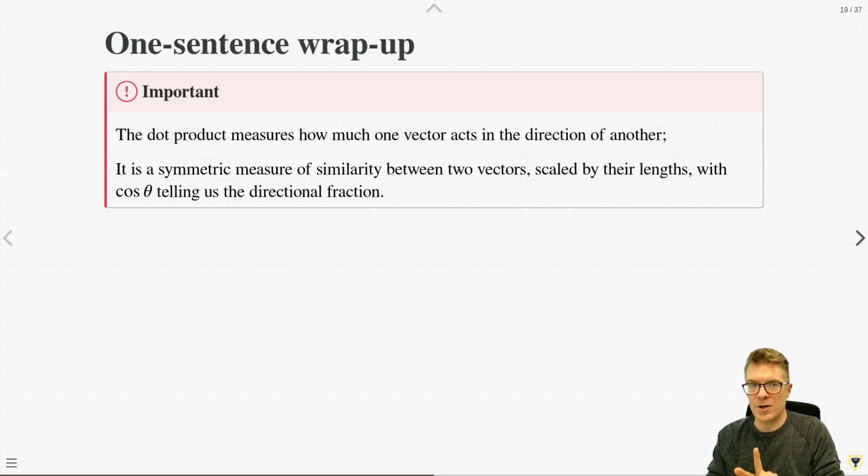A dot product is also symmetric. So it's a symmetric measure between two vectors. It'll be scaled by lengths, and cosine theta will tell us the fraction to which they agree with each other, right? So there are three components to it. The first two are basically the lengths of the two vectors, and the third component, cosine theta, is just the degree to which they point in the same direction.